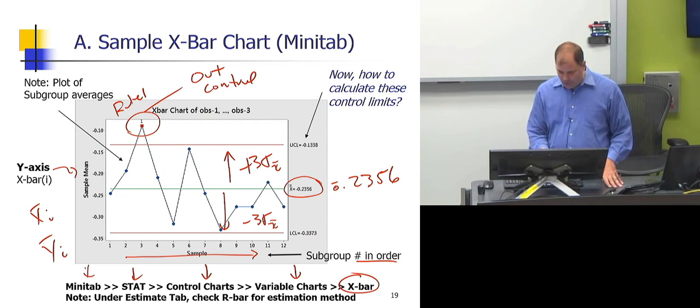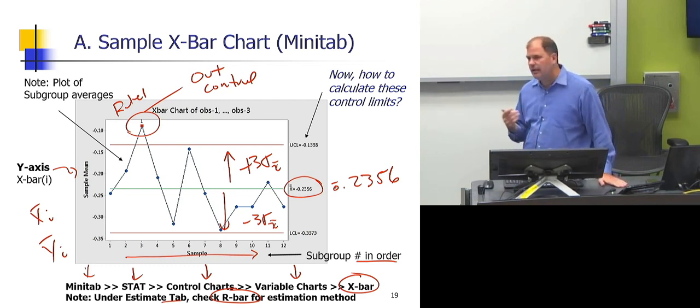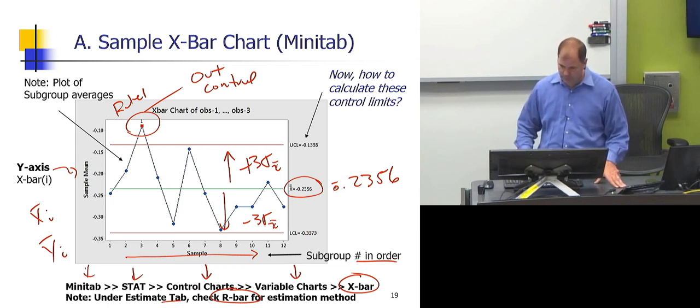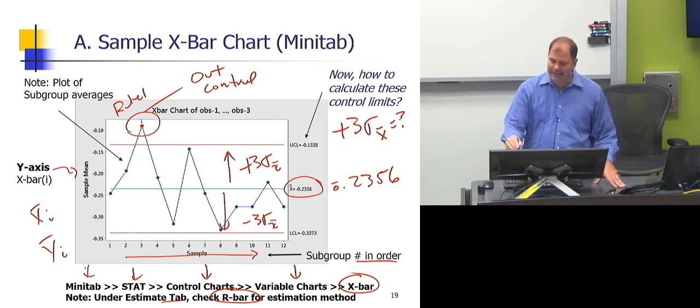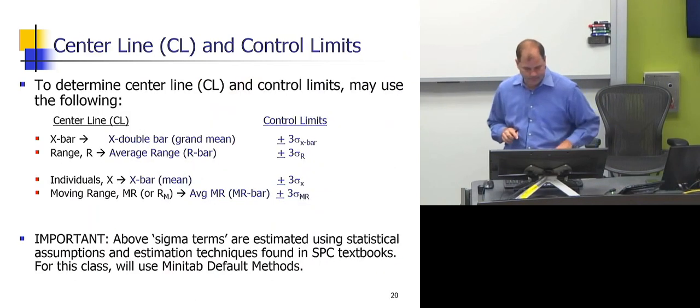In this class, under the Estimate tab, if I make an X bar range chart, I'm going to tell the software to use the R bar method. There are some different defaults. For the purpose of this class, I'll show you that coming up. There's a little click button that says R bar method. Just do it to be consistent with my solutions. All right, I want to know what plus 3 sigma X bar is equal to. I need a technique to calculate that.